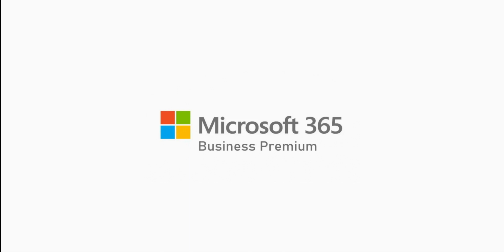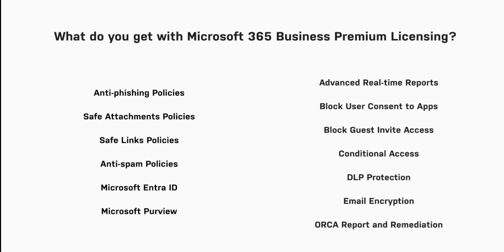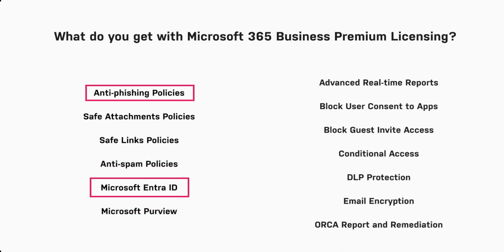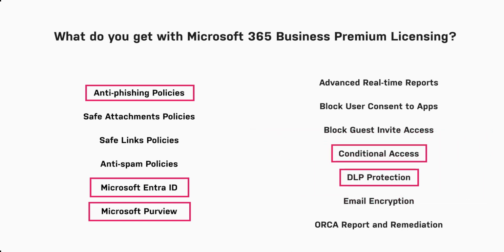The Microsoft 365 Business Premium license unlocks a wide range of advanced features. In this video, I will give you a brief understanding of anti-phishing policies, Microsoft Entra ID, Microsoft Purview, conditional access, DLP protection, and email encryption.